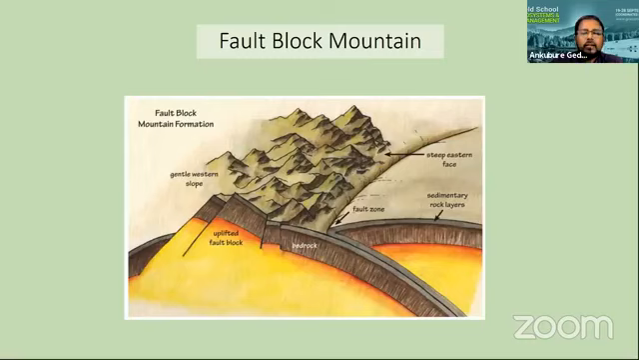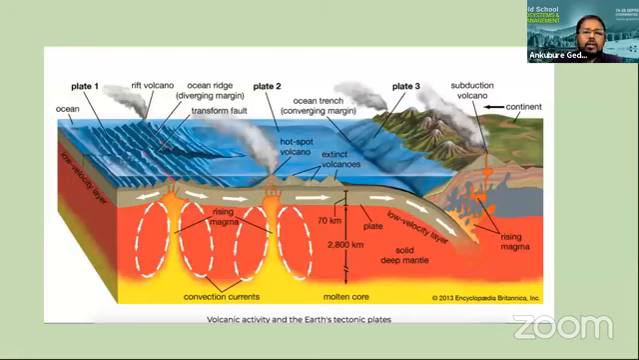So those are the pictures, fault block mountains, that are developed because of the making of faults. So fault mountains are like this. It is also the result of plate tectonics. And also I move into this. This also gives a rough idea of how a fault mountain is forming.